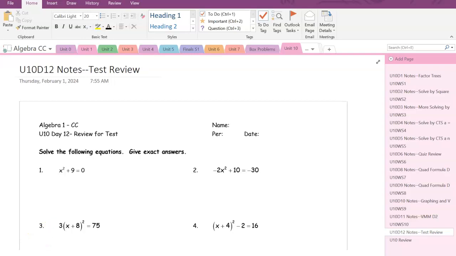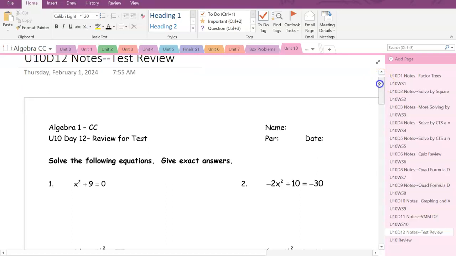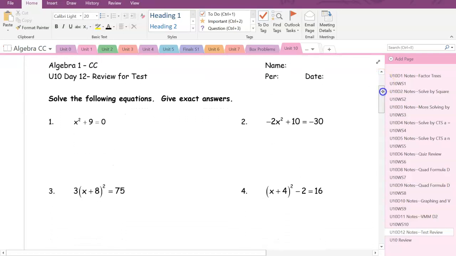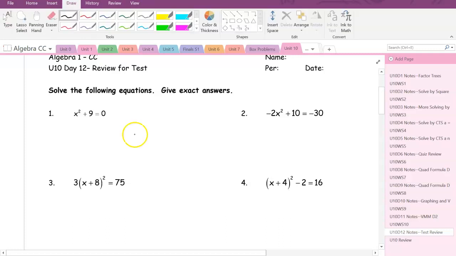Hello, Algebra 1. Today we are reviewing for our Unit 10 test on solving quadratics in different ways. So the first way we're going to practice solving is by taking square roots. We're going to give exact answers.